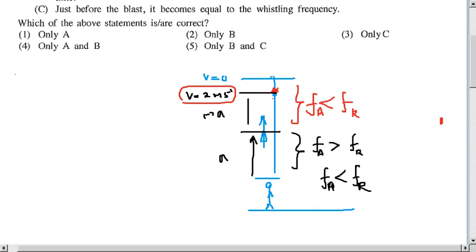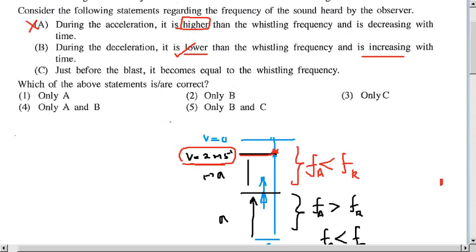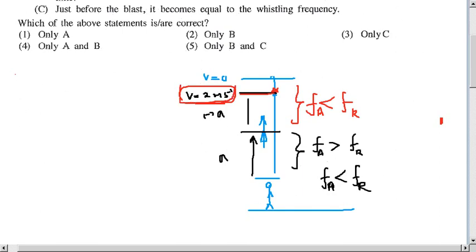So here just before the blast the velocity is not 0, it has a value, then the apparent frequency must be lower. Since there is a velocity, it is still going away. The velocity would have approached 0 after this blast, but in real time we can't see that, because before that it blasts. So just before the blast it becomes equal to the whistling frequency. That is wrong, because since there is a velocity, it is not at rest. This is the condition: the apparent frequency is smaller than the real frequency. So this one is wrong.